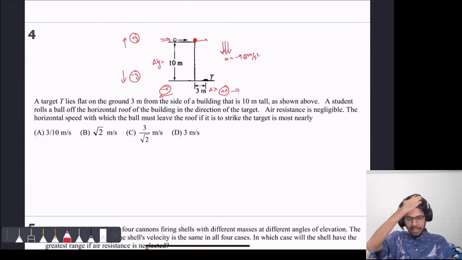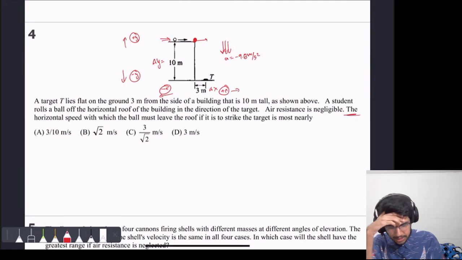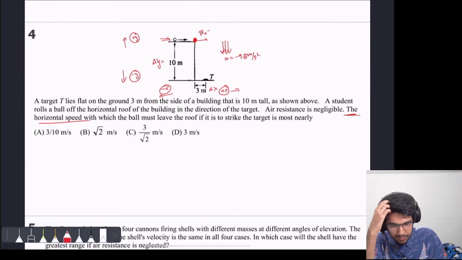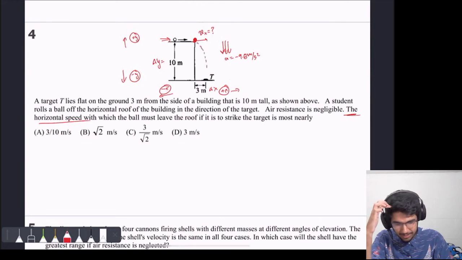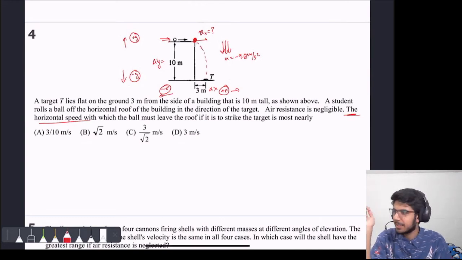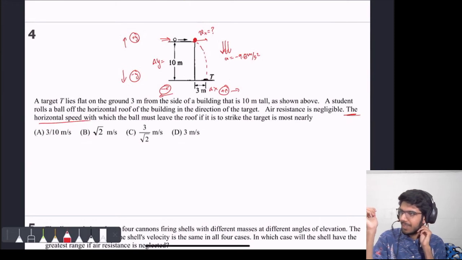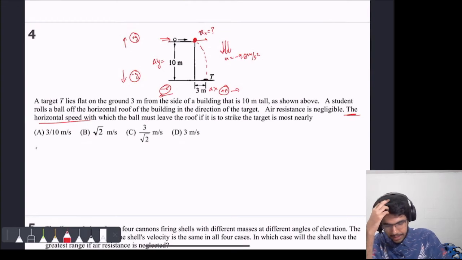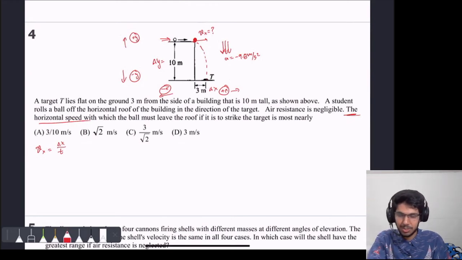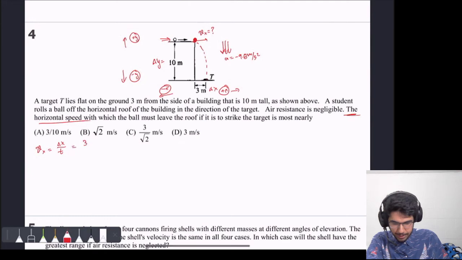Cool. And now it's asking, what is the horizontal speed? So that is this velocity, the velocity in the x direction, which we know stays constant throughout the flight, right? It eventually comes down like this, and that stays the same. So, what can we do? Well, we know that Vx equals delta x over t. We have delta x equals 3. I'll just write that out, 3 divided by t.